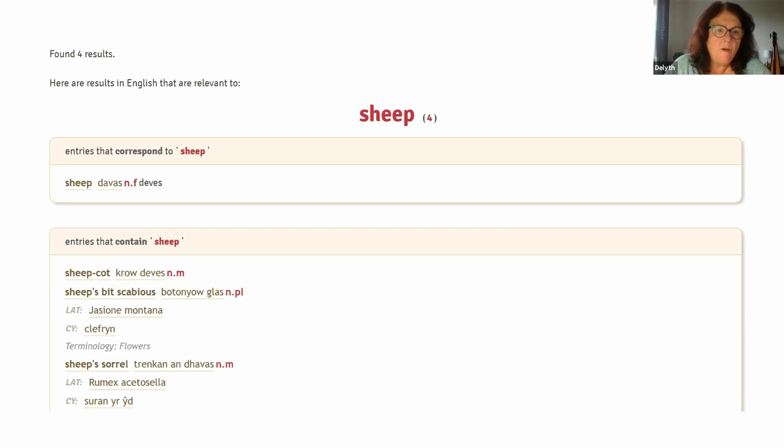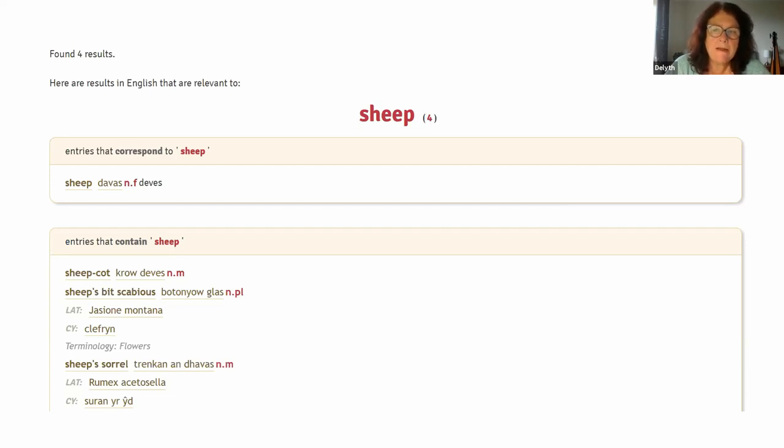But now you have, especially the two plants there, sheep's bit scabious and sheep's sorrel, which come from your terminology dictionary, from your flowers word list. And there it has the Latin names and also the Welsh names. So you have additional information here.